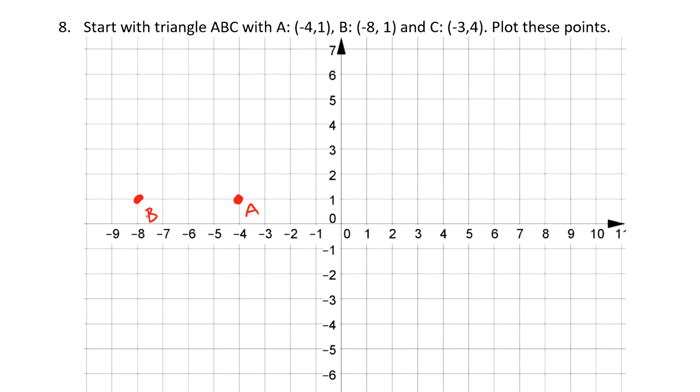And C is at x is -3, y is +4. So this is point C. So you can see here I've got points A, B, and C. And I'll go ahead and sketch it because it is a triangle.